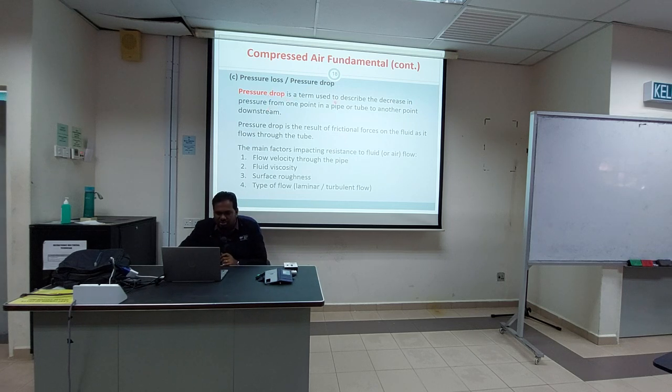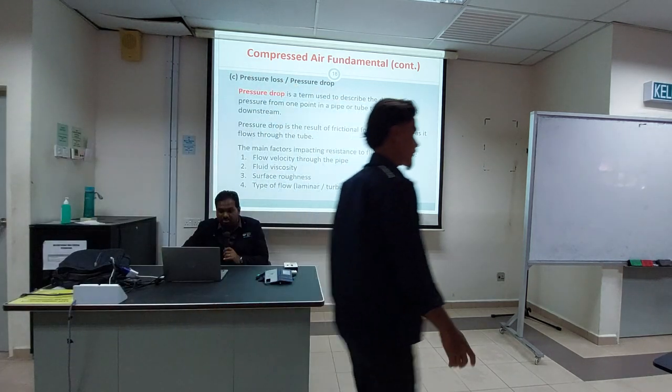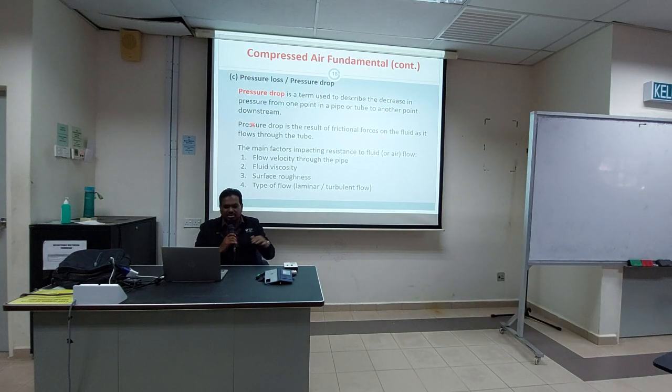Okay, pressure drop is a term used to describe the decrease in pressure from one point in a pipe or tube to another point downstream. Okay, downstream maksudnya dari tinggi dia jadi rendah. So that's what we call as a drop. So pressure drop is a result of friction force on the fluid as it flows through the tube. Okay, so maybe one particular part of the tube dia ada karat. So maybe it will cause either for the pressure to suddenly increase or suddenly drop. Okay, so it can be because of the frictional force. So the main factors impacting the resistance in fluid or air flow is flow with velocity through the pipe.